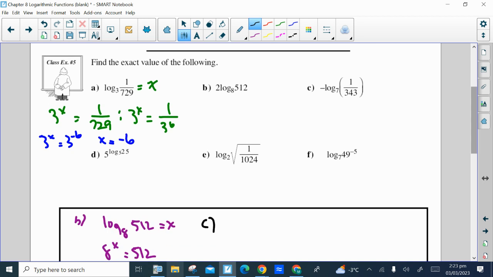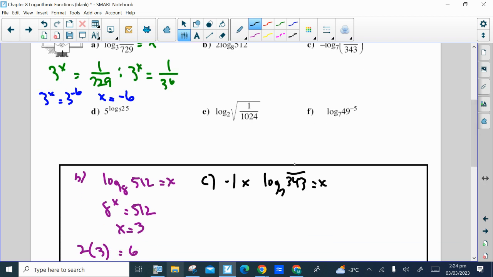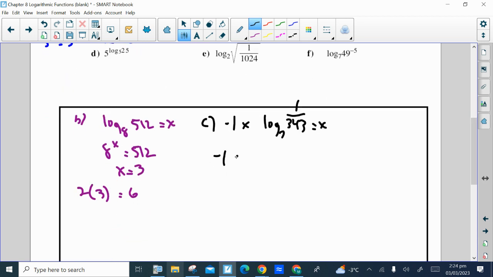Question C. Negative log base 7 of 343. So in the same way, this is negative 1 times the log. And now to find out what log base 7 of 343 is, we'll set it equal to x. Sorry, it should be 1 over 343. So it's going to be negative 1 times.